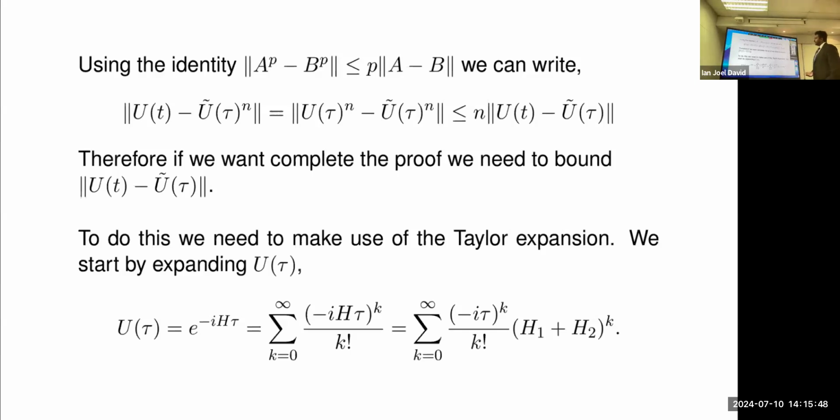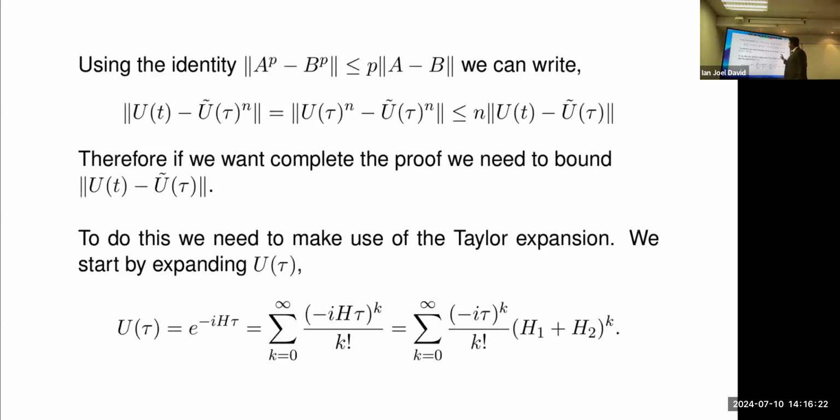And the reason for this is because, if you recall from the previous slide, I was able to write u of t as u of tau all to the power n. Okay, so if we start out with the inequality which we want to show, this is equivalent to u of tau to the power n minus the approximation, or our first order Trotter-Suzuki product formula. Using the identity above, we can write it as n times the difference between the u and u tilde.